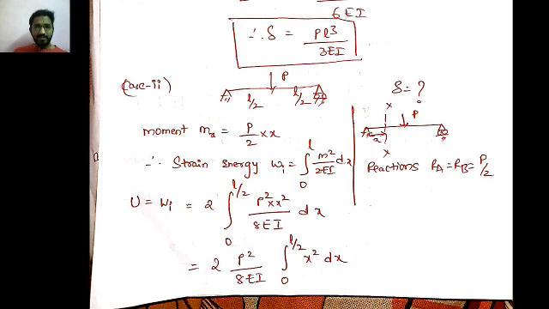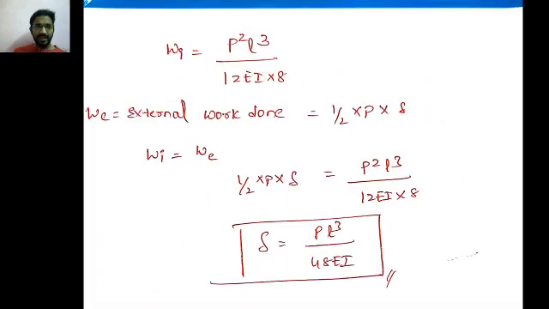After substituting M as P by 2, finally we got P square x square by 8EI into dx, and separating the constant terms: 2 into P square by 8EI into integral 0 to L by 2 of x square dx. What is the formula for x square? Integral of x power n is x power n plus 1 by n plus 1. In the same way, integral of x square is x cube by 3. After integrating, the internal strain energy is equal to P square L cube by 96EI. So finally the internal strain energy is this formula.